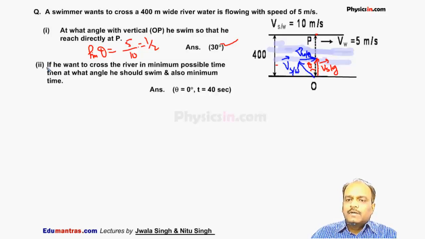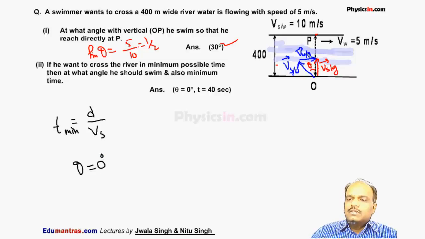Now the next part is, if you want to cross the river in minimum possible time, at what angle he will swim and also the minimum time. Now if the same swimmer wants to cross this river in minimum possible time, we know the minimum time is d by Vs. This minimum time taken to cross the river is independent of the speed of flow of water, which we have already discussed. So the minimum time is d by Vs, and this is possible when theta is 0. Means if he starts swimming perpendicular to the direction of flow of water, then he will cross the river in minimum possible time, and the minimum time is d by Vs.